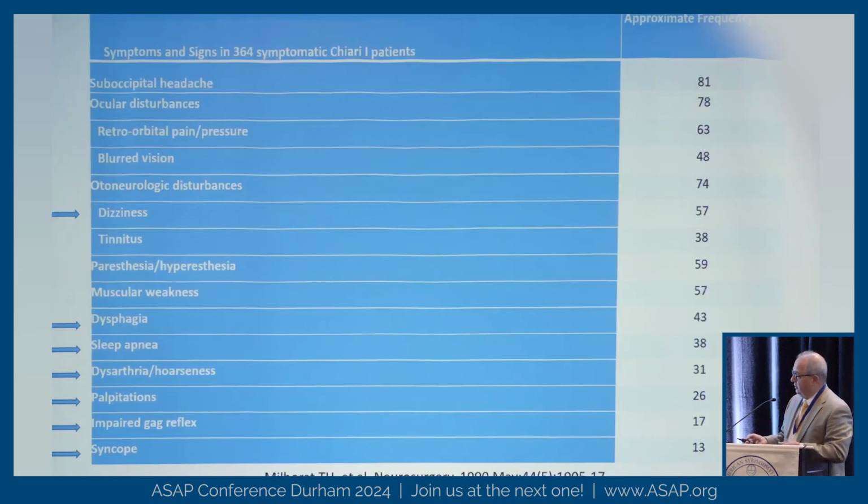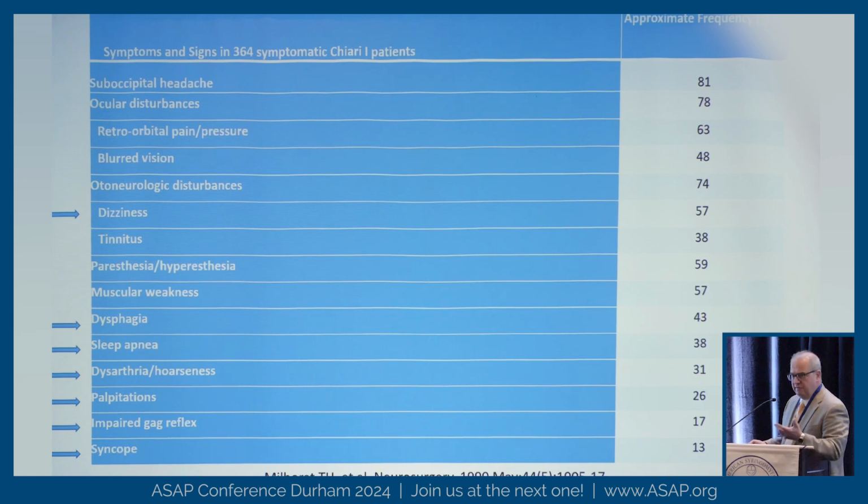Well, what's relevant to some degree is with Chiari. So this was one of the papers by Professor Milorad looking at Chiari type 1 patients. I put the list that he had in about 364 patients with Chiari 1. And I put an arrow for you for the symptoms that could potentially overlap with autonomic dysfunction.